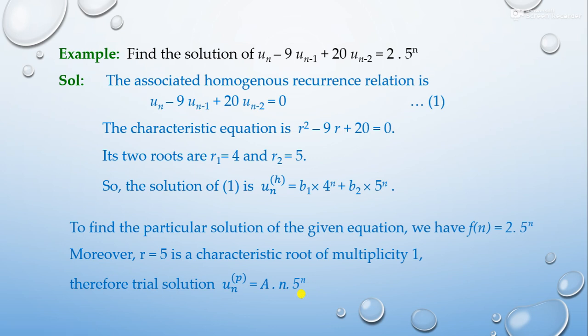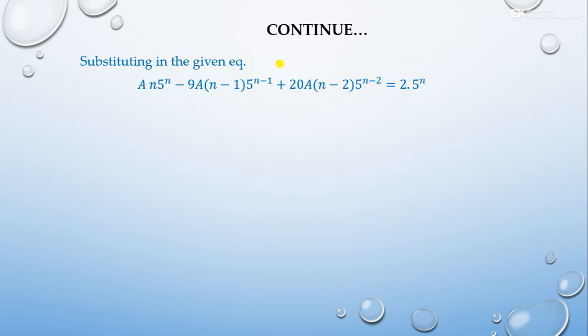Okay. So now put this value of un in the given recurrence relation. If our un is this, what will un minus 1 be? Just put n minus 1 in place of n. So it becomes a n minus 1 5 raised to the power n minus 1. Like that you can calculate n minus 2 and put it in the given recurrence relation. So now it becomes this one. We have to solve this equation and find the value of the constant a, right?